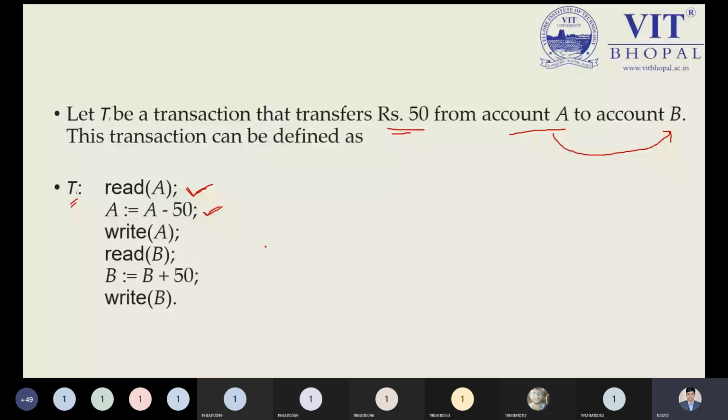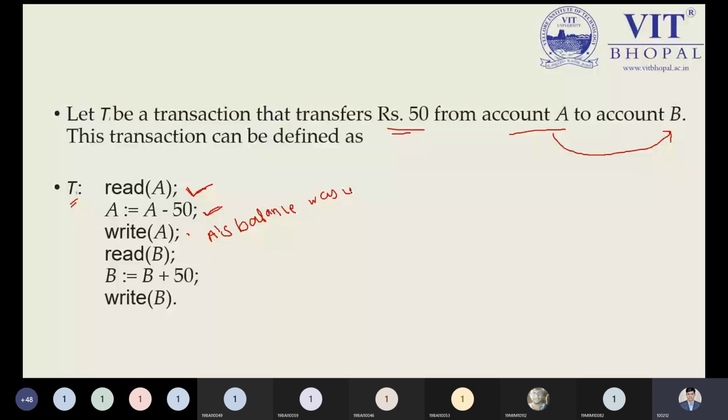Now we are writing A. So we are writing A, no problem. When we write A, it means A's balance is updated. This is a point you need to keep in mind in the coming classes. Here A's balance is updated, but so far B's balance has not been updated. Writing means we have updated the balance of A.